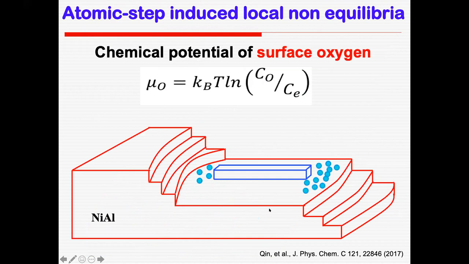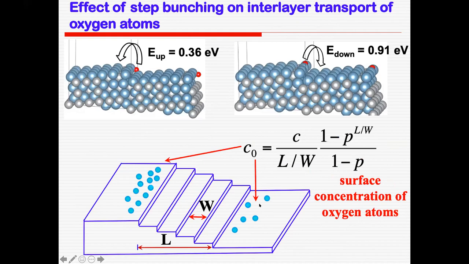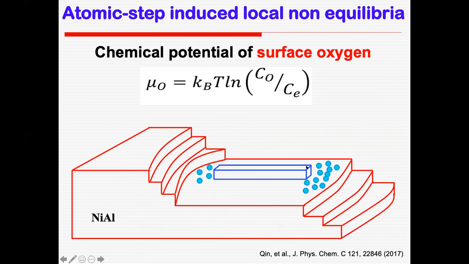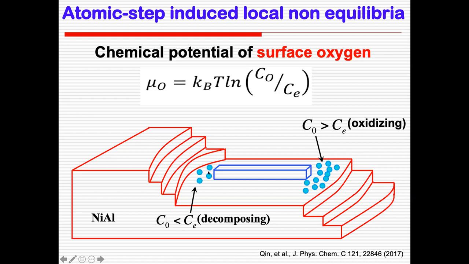Then we can look at the chemical potential. Here is the oxygen concentration, the surface concentration of oxygen atoms, as we just talked about, and this is for the equilibrium state. Equilibrium condition means the oxide doesn't grow or shrink, okay? Now we look at the chemical potential at these two ends. At this end, we have a higher concentration of oxygen atoms because of uphill diffusion to here. In this region, we have fewer oxygen atoms because they diffuse upward to this location. You can see this is periodic, so this is the same as this. Oxygen atoms diffuse up here, which reduces the concentration of oxygen atoms. That makes this end under reducing condition and this end under oxidizing condition. So in that case, the oxide decomposes at this end and grows at this end. This causes the drift motion of the oxide strap because of the geometric feature of the steps.